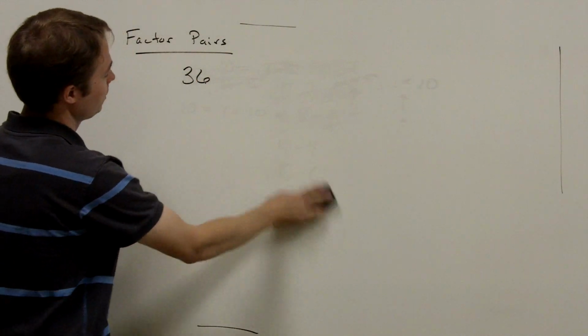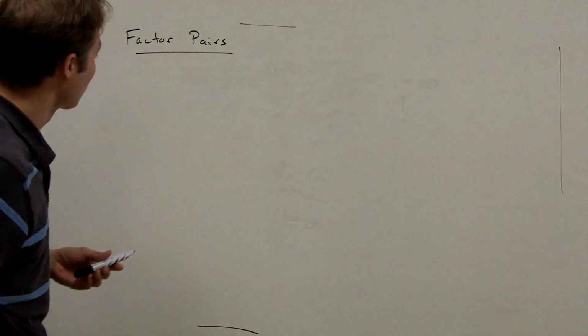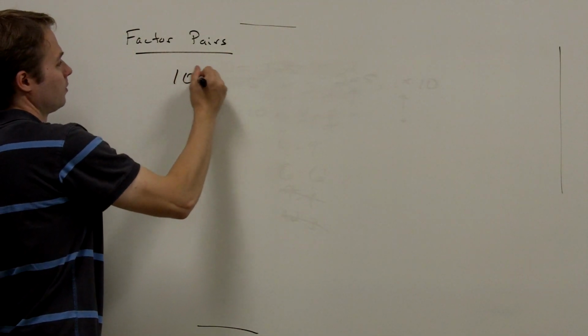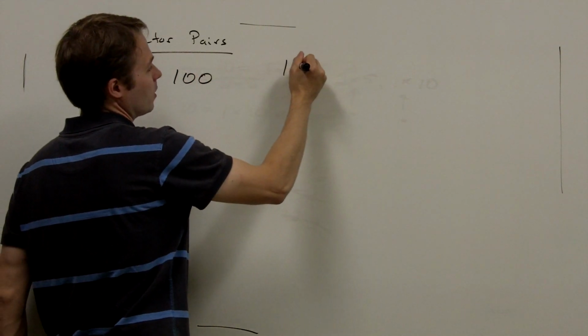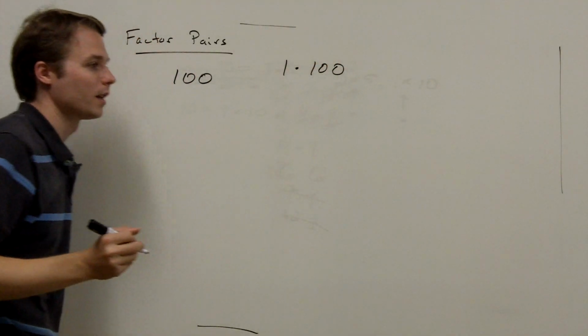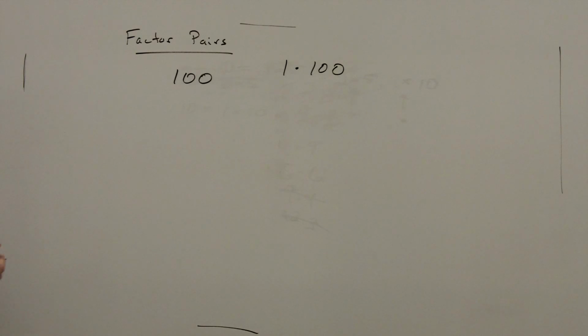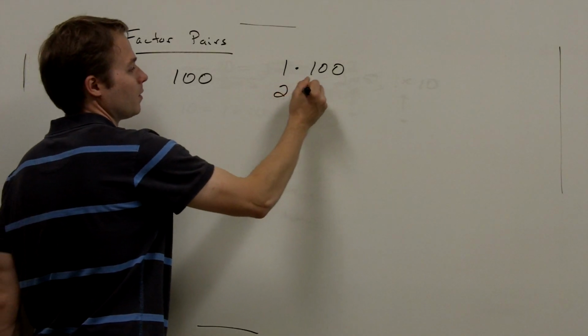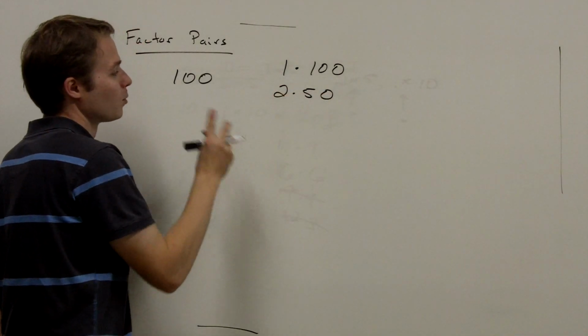Maybe one more quick example. A little bit larger number, 100. Of course, we can always start with 1 times 100. That will always be our primary factor. 2 times 50. Keep working our way up.